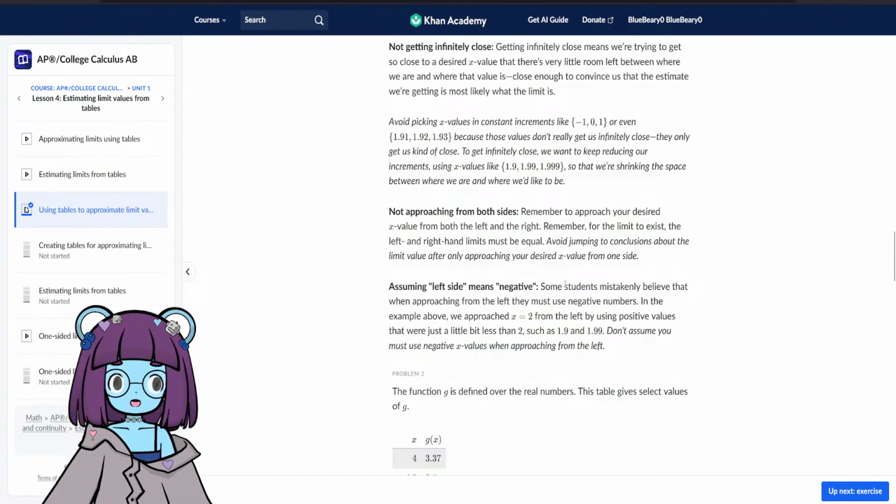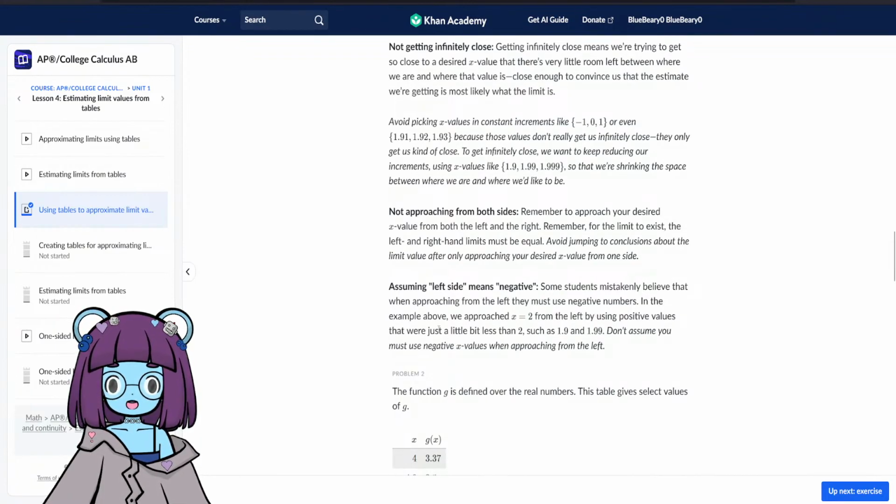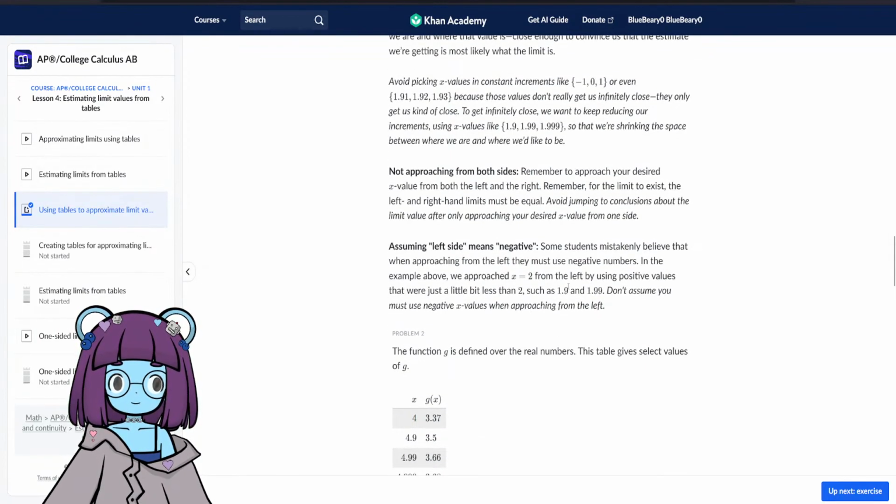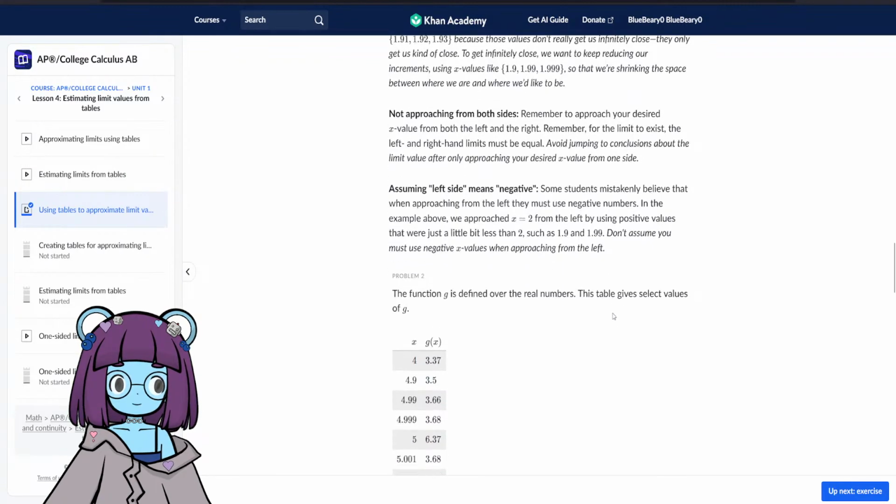Assuming left side means negative: some students mistakenly believe that when approaching from the left, they must use negative numbers. In the example above, we approached x equals 2 from the left by using positive values that were just a little bit less than 2, such as 1.9 and 1.99. Don't assume you must use negative x values when approaching from the left.